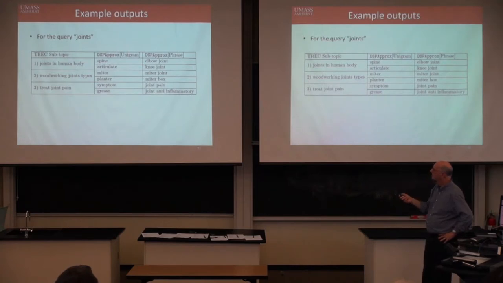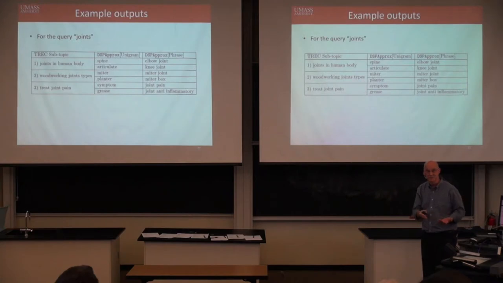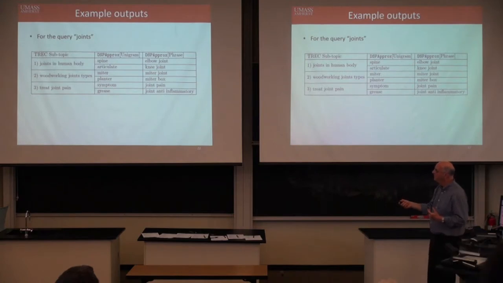So these are the examples of some track queries, the query joints, for example. These are the given subtopics for that track query. So there were subtopics about joints and human body, woodworking joint types are the ones I put up before, and there's another one about treating joint pain. So these are the given ones. And for the DSP approx algorithm, these are some of the top-ranked vocabulary terms that it chose as a summary for those top-ranked documents. And we can see that there are words that correspond to each of these high-level topics. Spine and articulate, mitre, plantar, symptom, grease, I don't know about the grease one, treating joint pain with grease, I didn't generate that example.